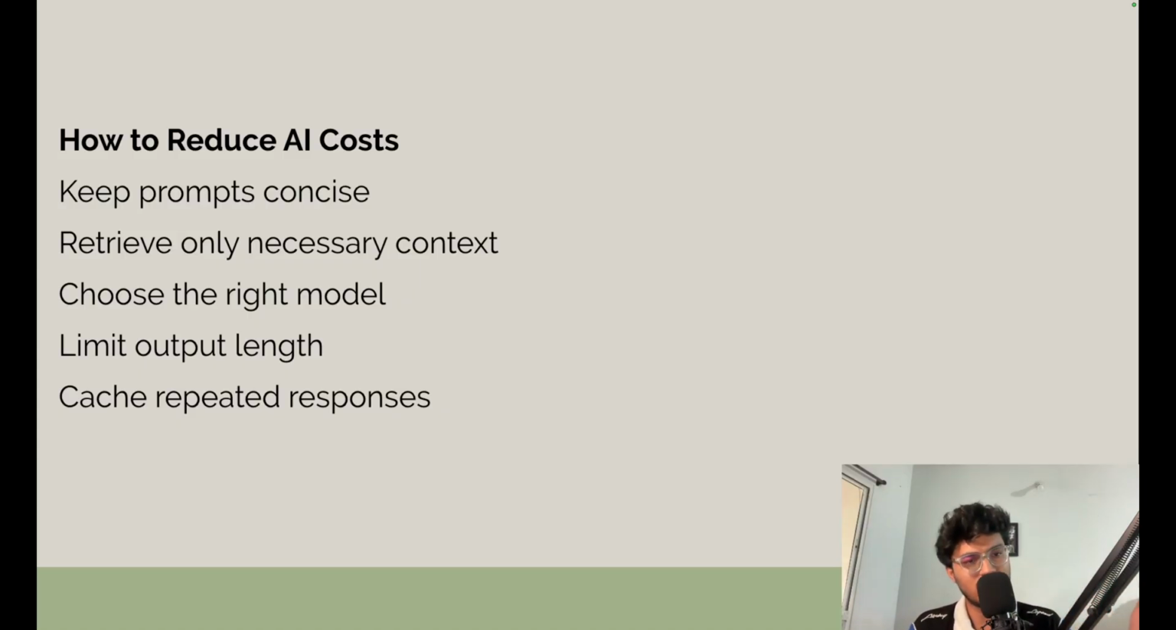If I have to summarize: AI APIs charge based on tokens, not words. You pay separately for input and output tokens. Larger prompts and longer responses increase the cost. Larger models generally cost more than smaller models. Good prompt design and efficient RAG can significantly reduce the expenses.